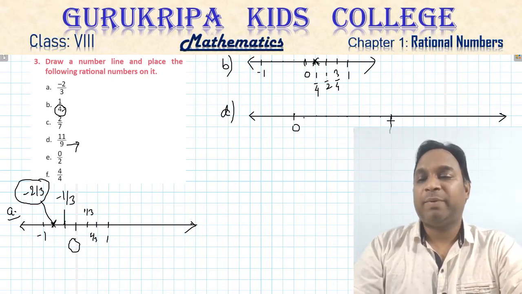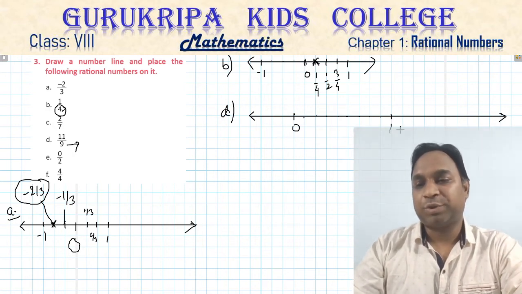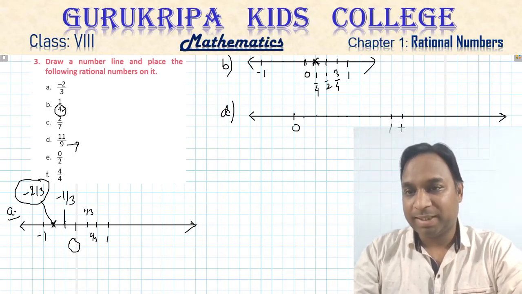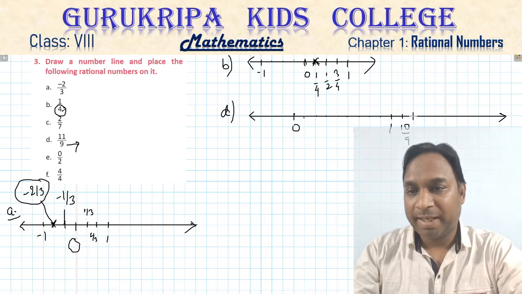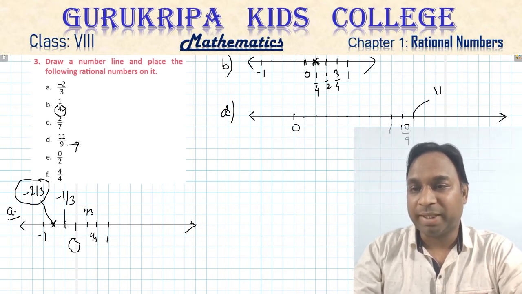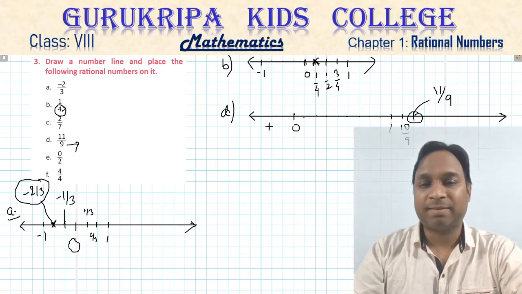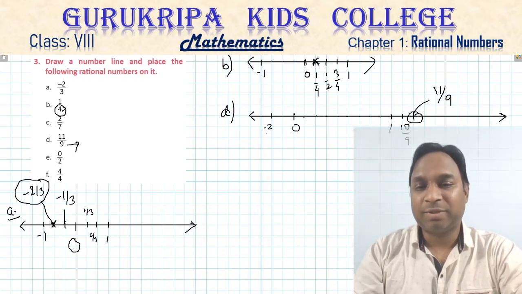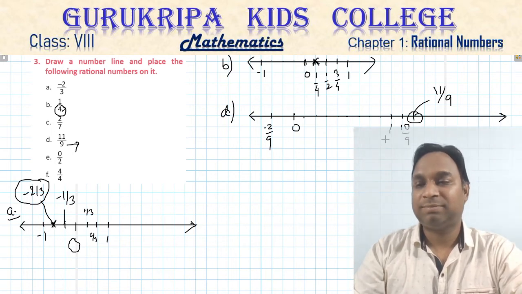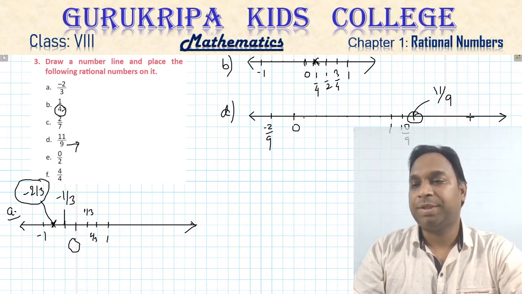11 upon 9. Will it be on the left of 1 or right of 1? Of course to the right of 1. So this will be 10 upon 9, and this one will be 11 upon 9, which is our answer. This point. Isn't it? And you can write some points on the left also, 2 upon 9 and so on. 11, 12, 13, 14, 15, 16, 17, 18. Here will come 2.